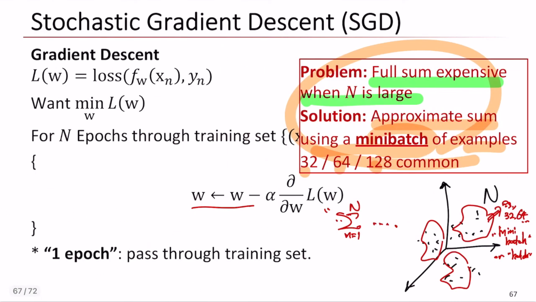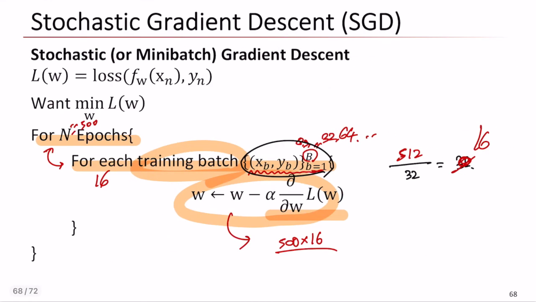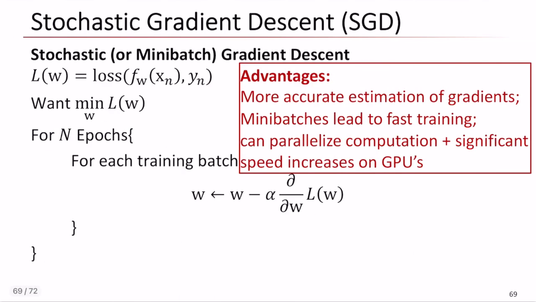Then you can reduce the expensive sum by approximating with the mini batch and updating more, compared to the original gradient descent. This is called stochastic gradient descent or mini batch gradient descent. Its advantages are a more accurate estimation of the gradient, faster training, parallelizable computation, and a significant speed increase on the GPU, because we don't need to consider the whole number of training samples.